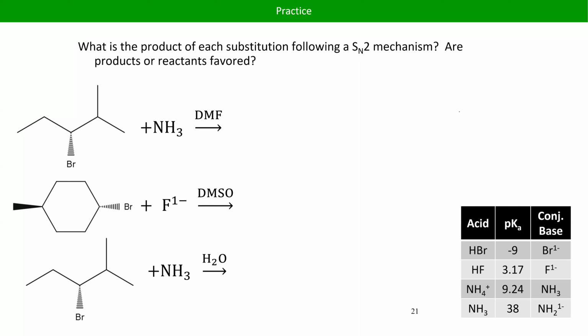If we have an SN2 mechanism, what is our product? And do we favor the reactants or the products at equilibrium? In other words, are we going downhill in energy?